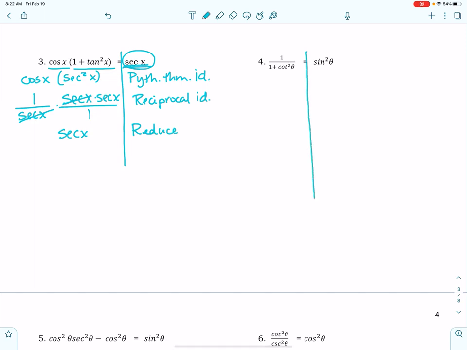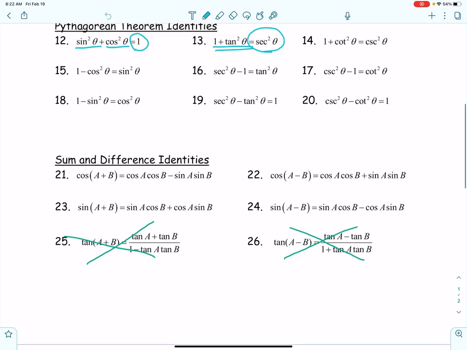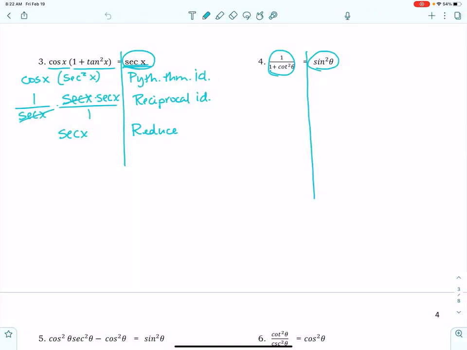On number 4, I need this right here to look like this. So again, I've got something squared. So let's go back to my identities page and see if there's a Pythagorean theorem identity that will help me. And if you'll notice, this one right here, 1 plus cotangent squared equals cosecant squared. So that's going to help me change this. So now I can write this as 1 over cosecant squared theta. And that, of course, is a Pythagorean theorem identity.